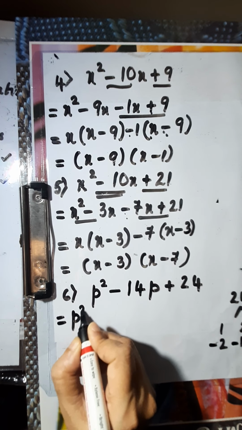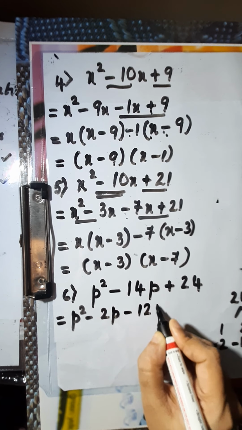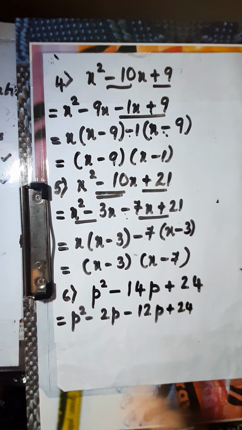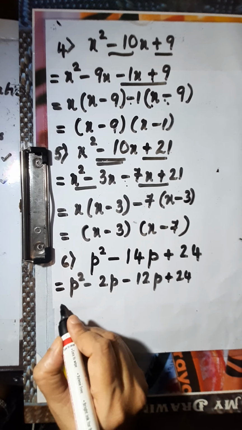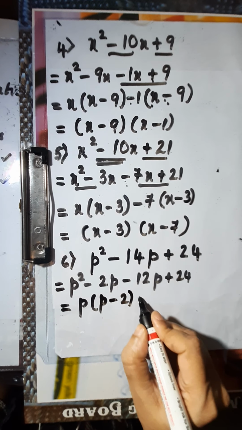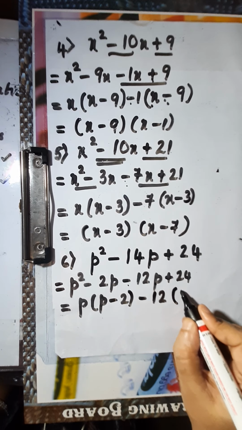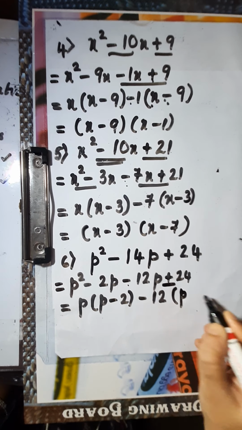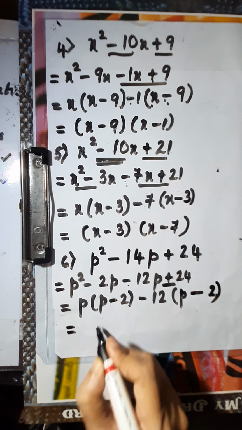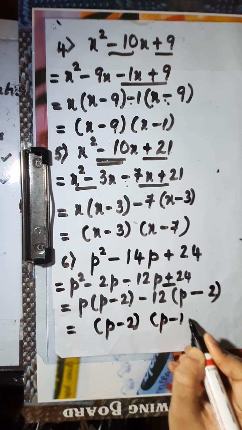P square minus 2p minus 12p. You understood how I did this? Plus 24. Now, what can I remove common? P minus 2, minus 12. 12 2s are 24. This is minus, it became plus. This is plus. Please remember, I will make it minus. That's very important. 2. Right? So my factors are p minus 2 and p minus 12.